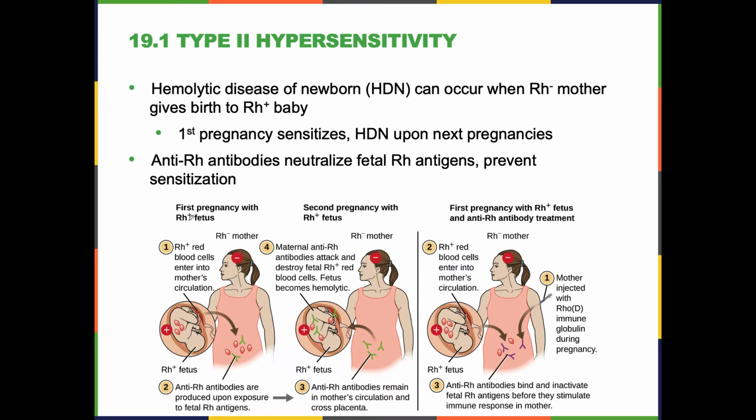This is what we call hemolytic disease of the newborn, and this can occur when the Rh negative mother gives birth to an Rh positive baby, right? So we have a case where we have a mother, first pregnancy sensitizes. The fetus and mother share blood, so the fetus's Rh positive red blood cells enter. The mother now gets sensitized, so it basically reacts to the Rh blood group. Remember, that's non-self, because she's Rh negative. So she thinks Rh positive blood is non-self.